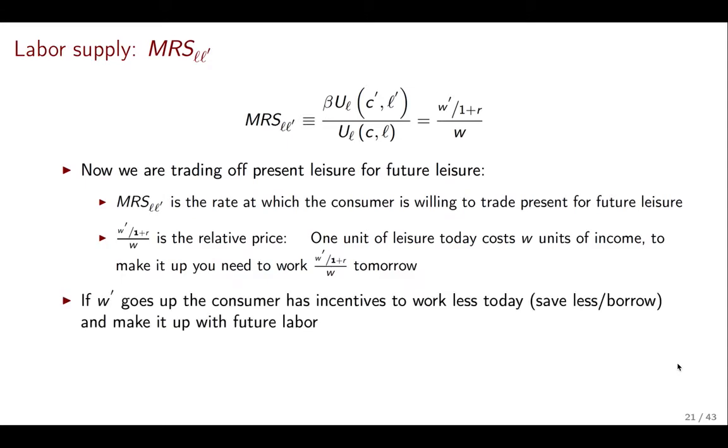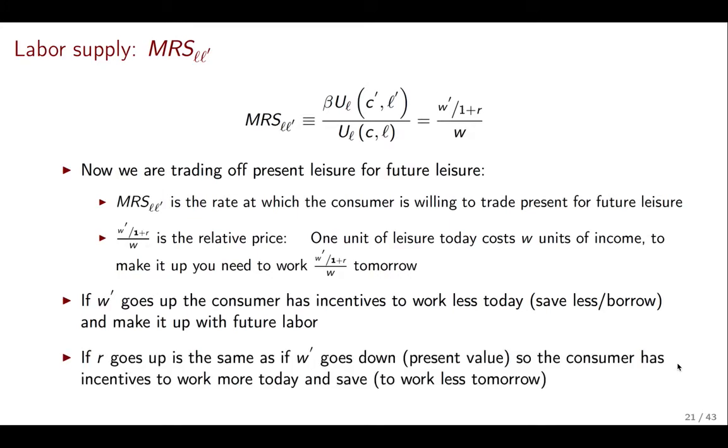Now, out of this, we also know that if W prime goes up, the consumer is going to have incentives to work less today, save less, borrow more, and make it up with future labor. That's going to be important because the consumer, being forward-looking, can think, look, wages are going to be high in the future. I should get in debt so that I can pay with my future income and work when I can get more for it.